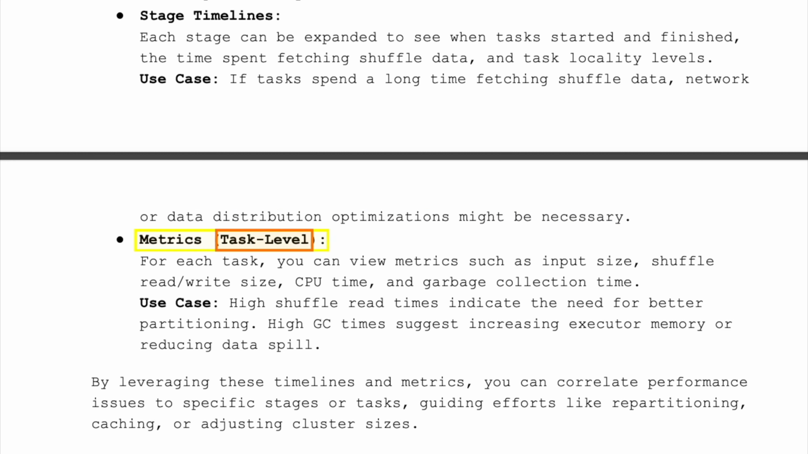Metrics. Task level: for each task, you can view metrics such as input size, shuffle read-write size, CPU time, and garbage collection time. Use case: high shuffle read times indicate the need for better partitioning. High GC times suggest increasing executor memory or reducing data spill. By leveraging these timelines and metrics, you can correlate performance issues to specific stages or tasks, guiding efforts like repartitioning, caching, or adjusting cluster sizes.